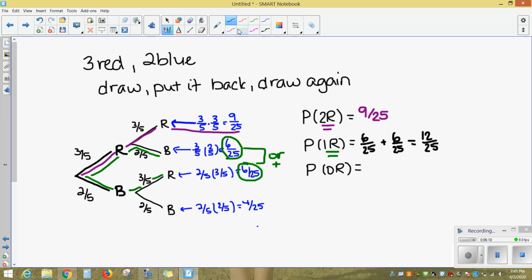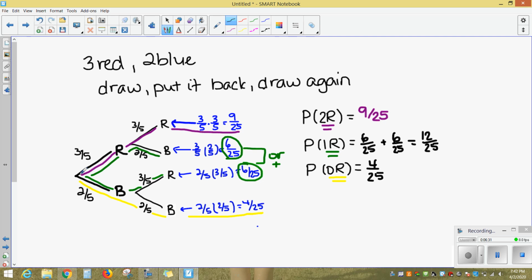Okay. The probability of not getting any red marbles, there's only one branch of that tree that takes me there, just like there was with 2. And so I say, well, that probability is 4/25.